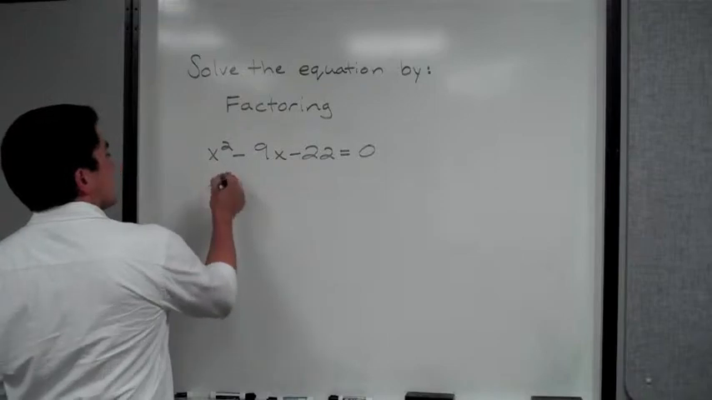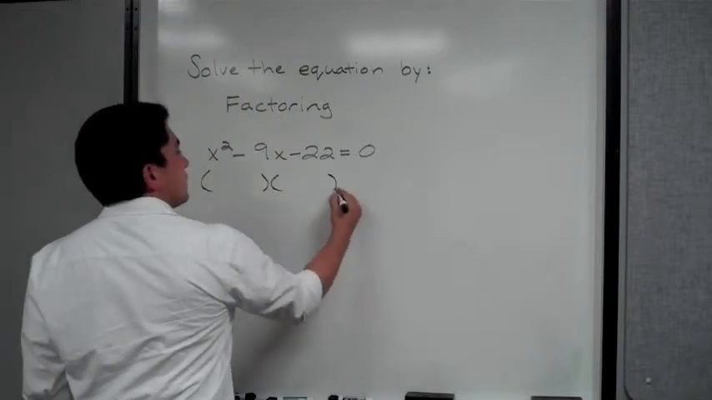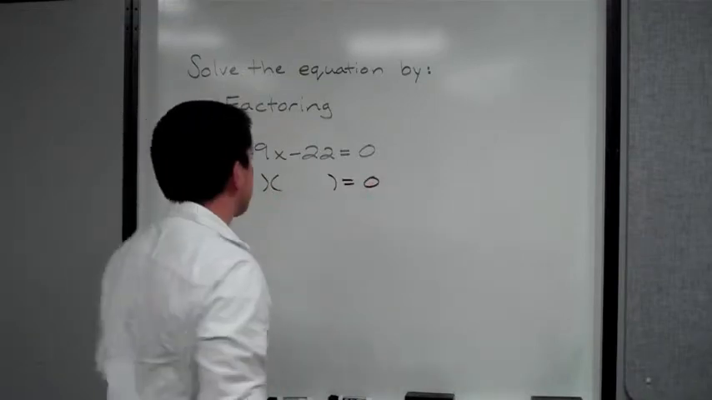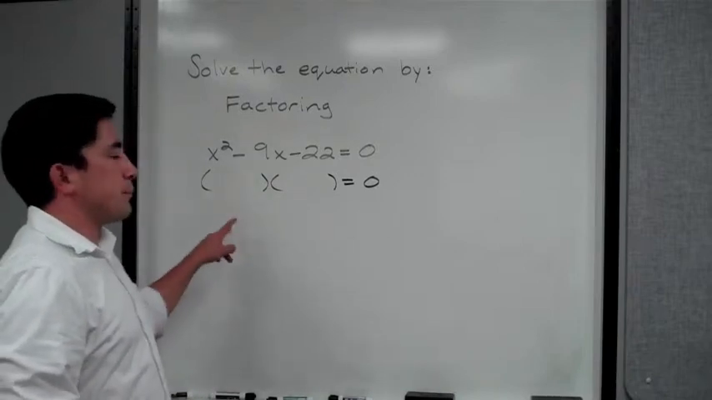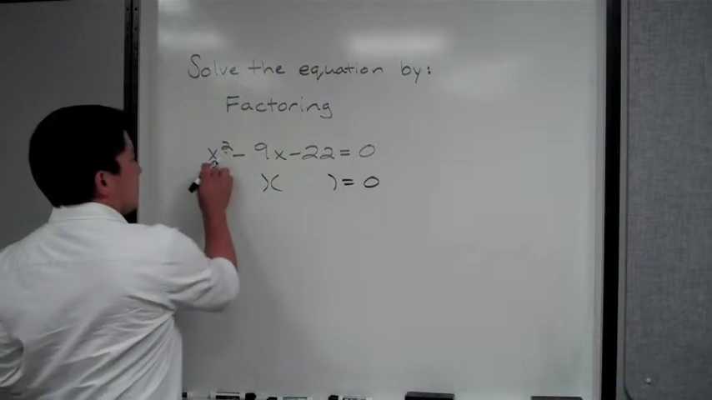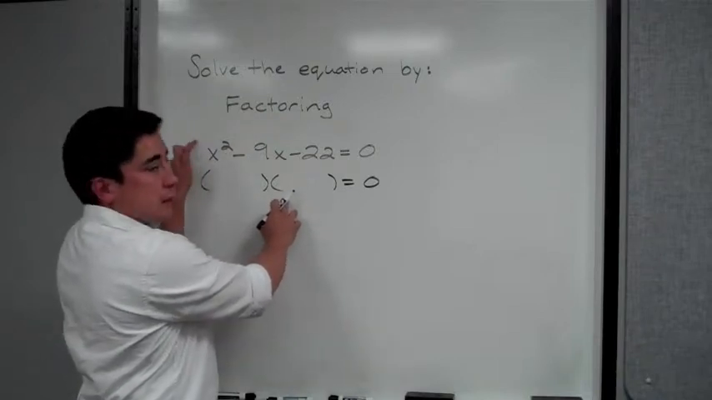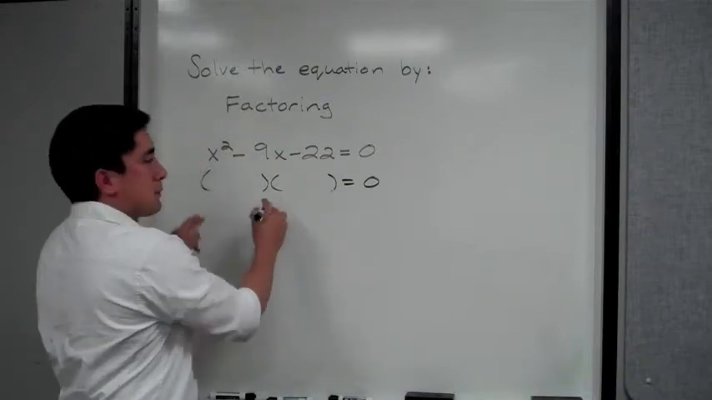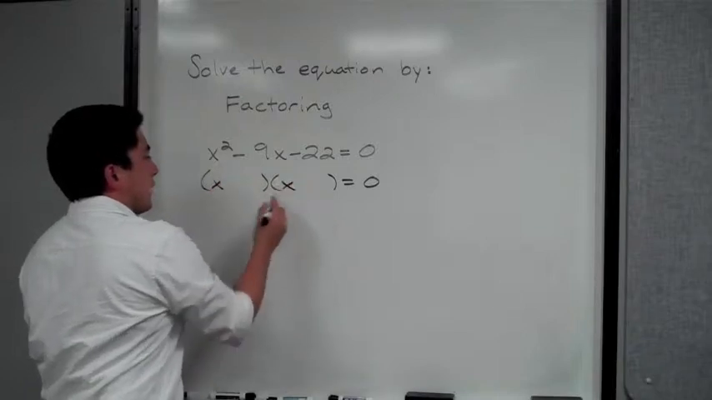How do we factor this into two parentheses? Well, basically it's like the FOIL method backwards. We have to figure out what goes in here. These two terms will multiply to equal this. So x times x is x squared, so we know it's going to be x.